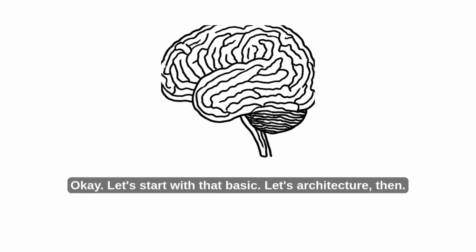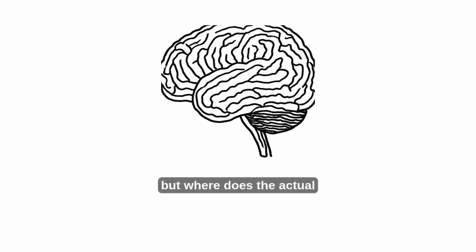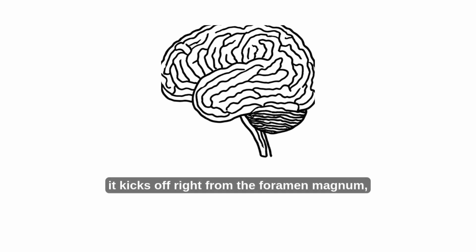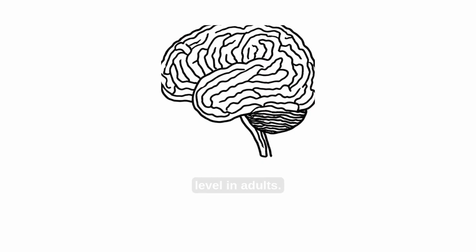Okay, let's start with that basic architecture then. We know the spinal cord is inside the vertebral canal, but where does the actual nerve tissue begin and end? Right. So the spinal cord itself kicks off right from the foramen magnum, that big opening at the base of the skull. Okay. And it runs down inside the spine until it tapers off into a cone shape, the conus medullaris. This usually happens around the L1 or L2 vertebral level in adults.